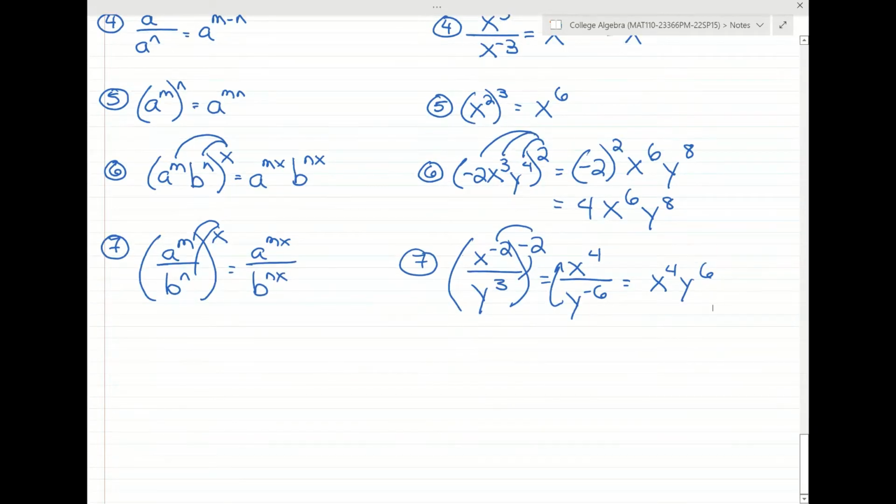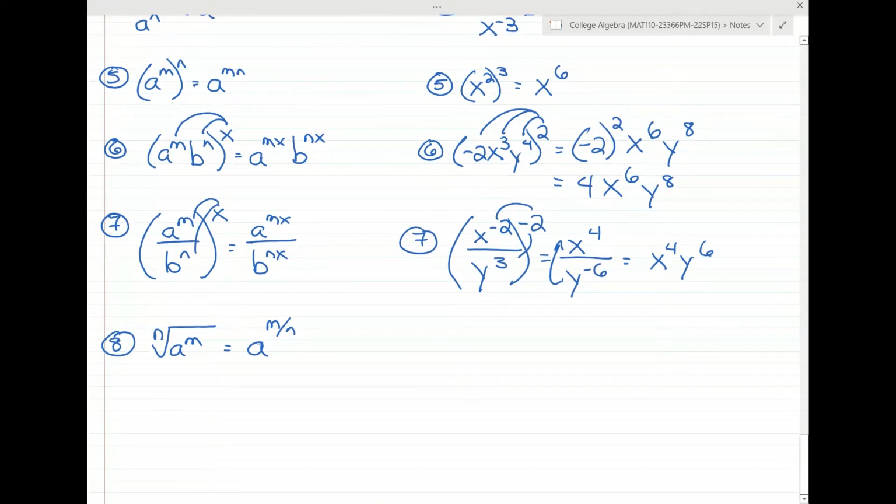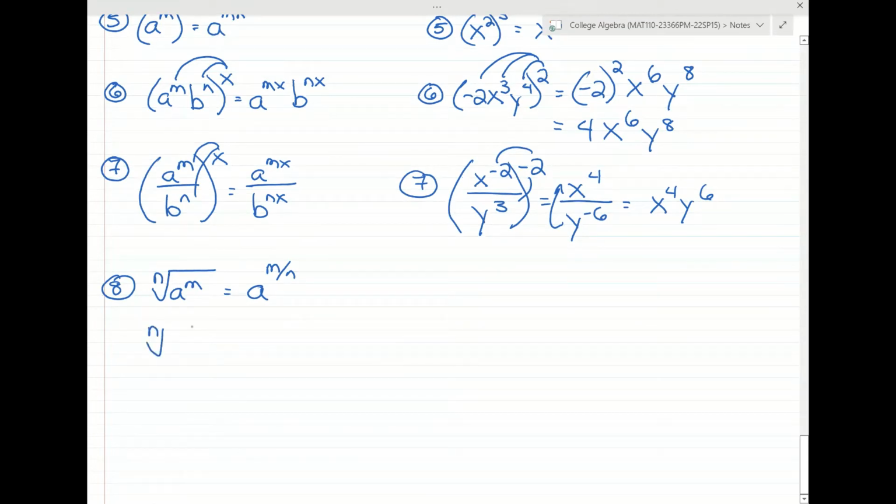A couple more properties. We already talked about these. The 8th property says if you have the nth root of a to the m power, that's the same thing as a to the m over n. So 64 to the 2/3. You need to know if you have a fractional exponent, that tells you the radical.